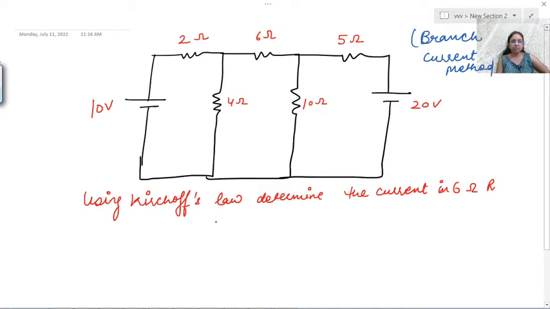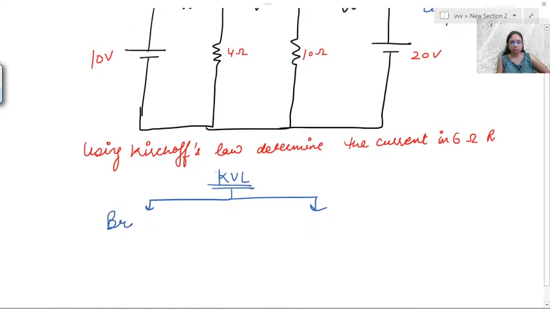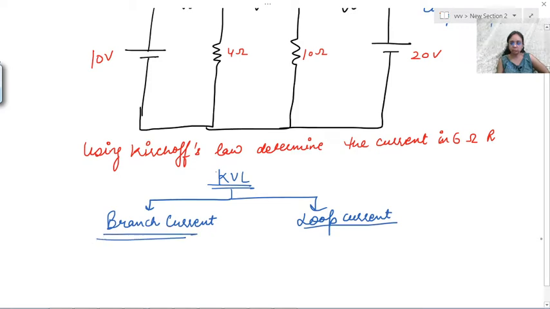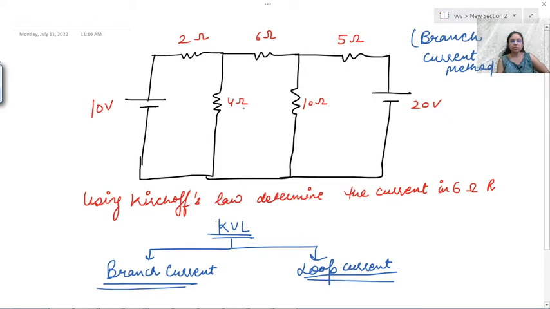Okay, so basically Kirchhoff voltage law has given two methods for solving numericals. One method is the branch current method, which we had discussed in our previous video, and another method is the loop current method. So I am doing the same question for you by both methods, so that you can differentiate between these two. First I am solving this simple question by the branch current method.